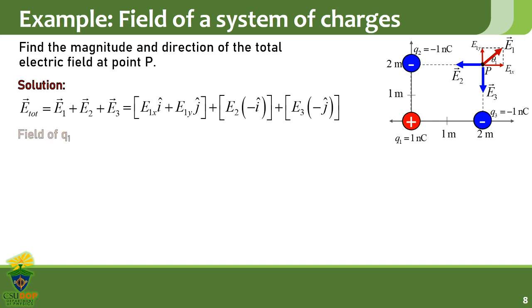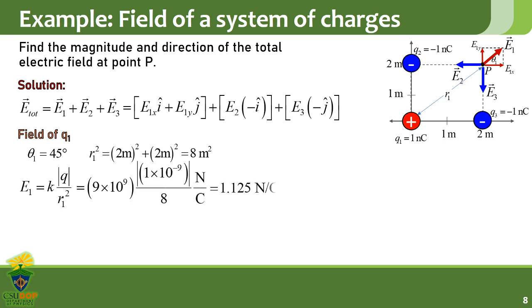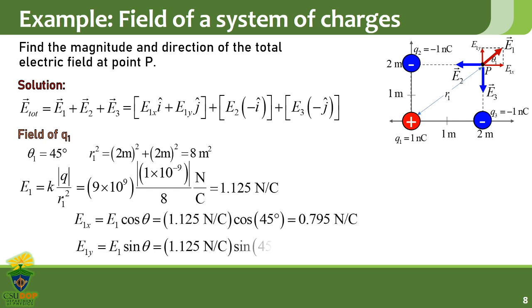Let's first start by calculating the magnitude of E1. Similar to the previous problem, the direction, or angle of E1, which is theta 1, is still 45 degrees. We then solve for r1 squared to obtain 8 square meters. We then use these values to solve for the magnitude of E1 using Coulomb's law for electric field and get a value of 1.125 newtons per coulomb. We can then use cosine and sine laws to solve for the x and y components, respectively. So, we have now solved the first two unknowns.